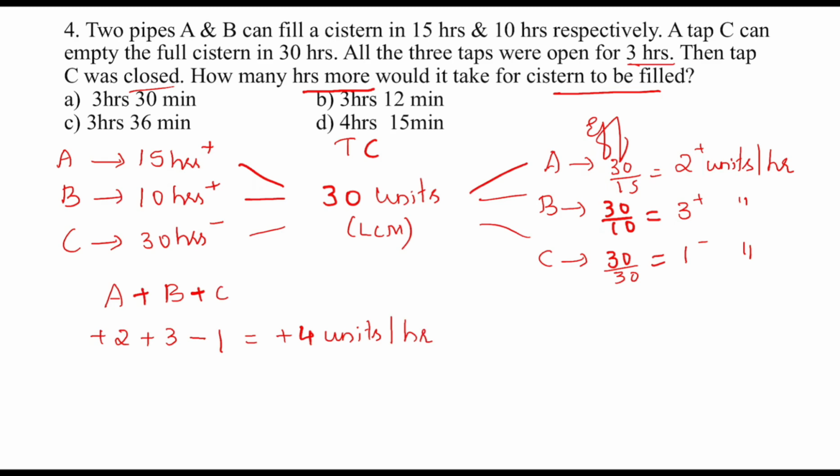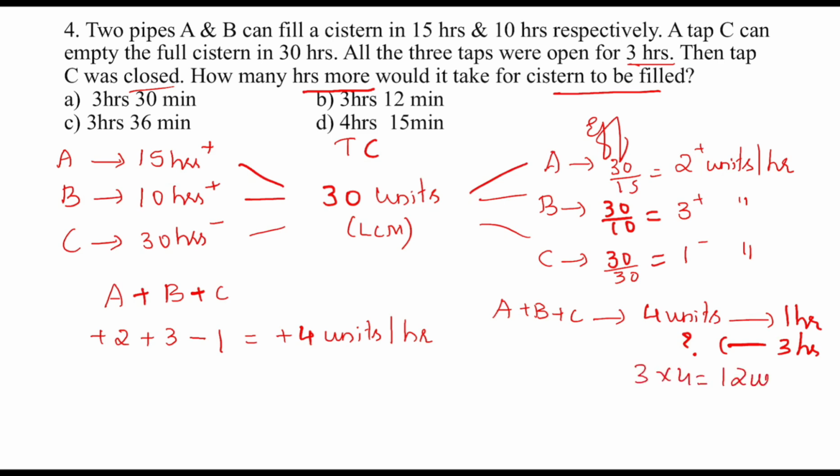Okay, that is when all 3 are operating, when A, B and C all are operating, 4 units of the tank are filled in 1 hour. Then in 3 hours how much is filled? Because for the first 3 hours all 3 are open. So for 3 hours how much tank are they filling? It is 3 into 4, which is equal to 12 units. So in the first 3 hours 12 units of the tank is filled.